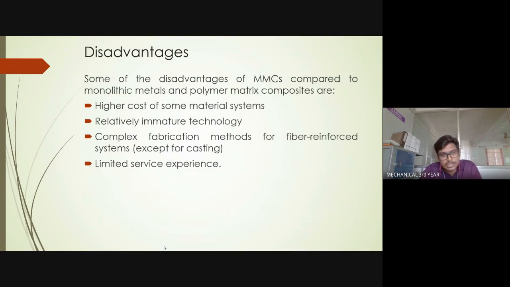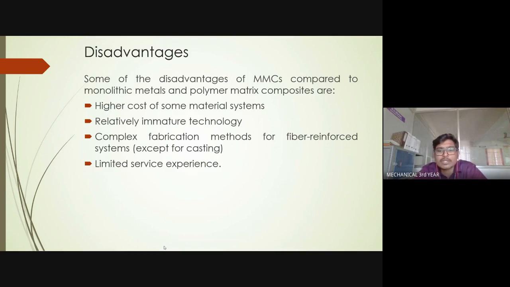So we have some disadvantages also here. Some of the disadvantages of metal matrix composites compared to monolithic metals and polymer matrix composites are listed here. So, higher cost of some material systems. For example, aluminum cost is also high nowadays. So when compared to polymer matrix composites, we have to spend more on metal matrix composites, and it is a relatively immature technology. Immature technology is nothing but it's just a booming technology. It has not been established as well as your polymer matrix composites in this case.